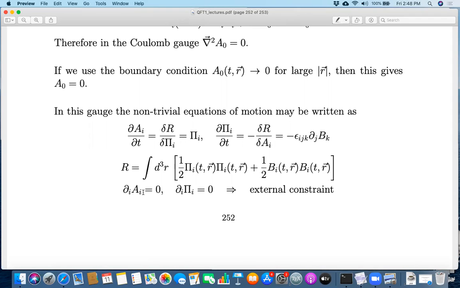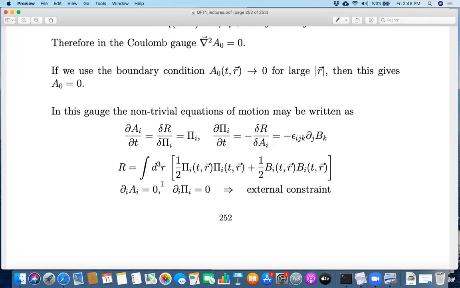One is the divergence of A equal to 0. The other one is the divergence of π equal to 0. As we said, this one you have to impose only once, because once you impose this, it remains. So we'll see later about this one.